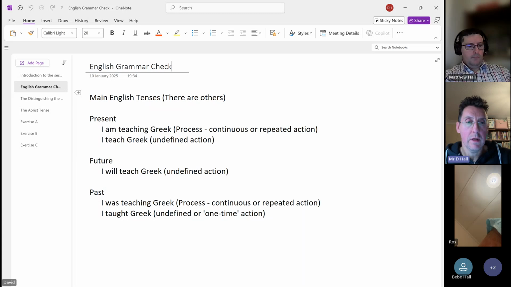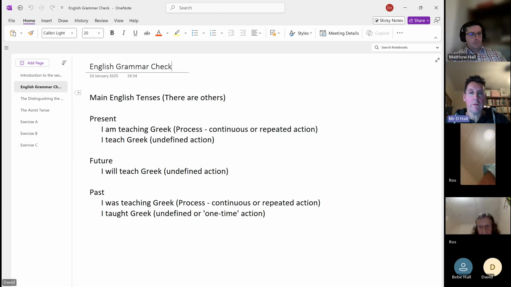So I am teaching Greek is a continuous or a repeated action, and we talk about that in the present. But we could also say I teach Greek, which is again in the present, but it's undefined. It's not telling me how much I'm doing it, whether it's repeated or anything about it. It's just giving some undefined action. In the future, I will teach Greek. And again, that comes under undefined action.